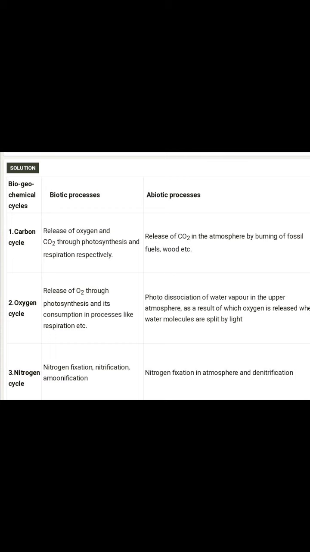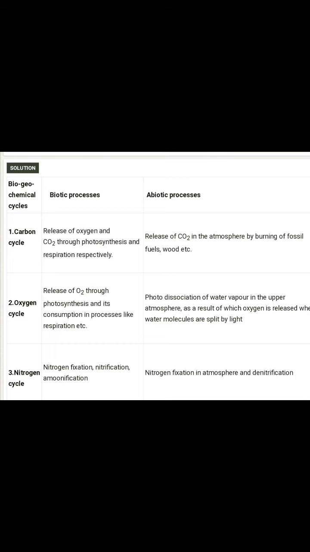So now we'll start. Carbon cycle. The biotic process here is the release of oxygen and carbon dioxide through respiration or photosynthesis. So that is the biotic process. And the abiotic process is the release of carbon dioxide in the atmosphere by burning of fossil fuels, wood, etc.